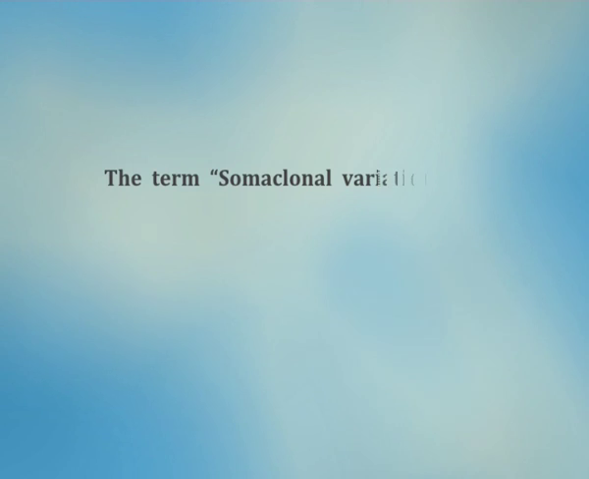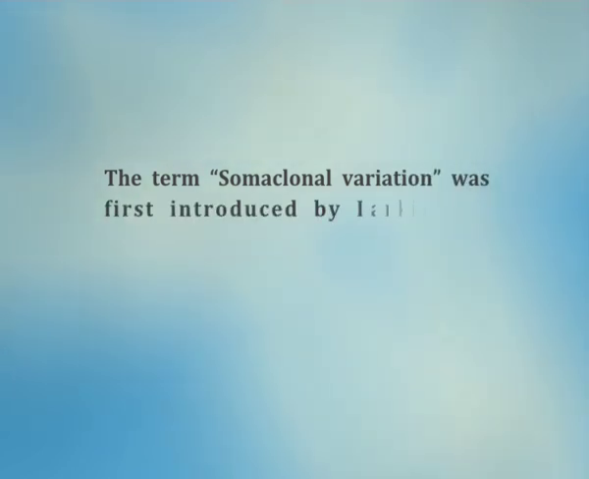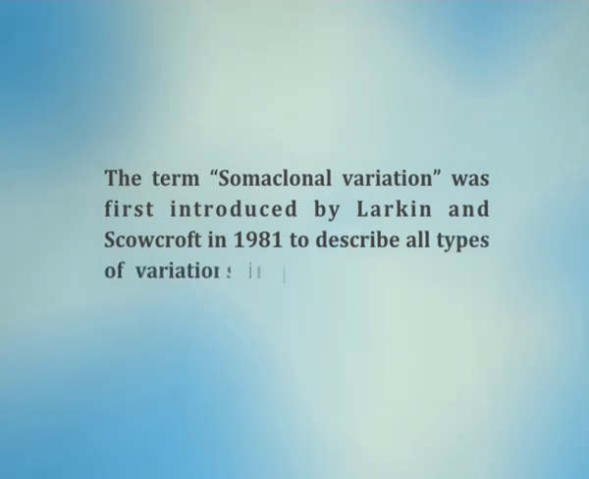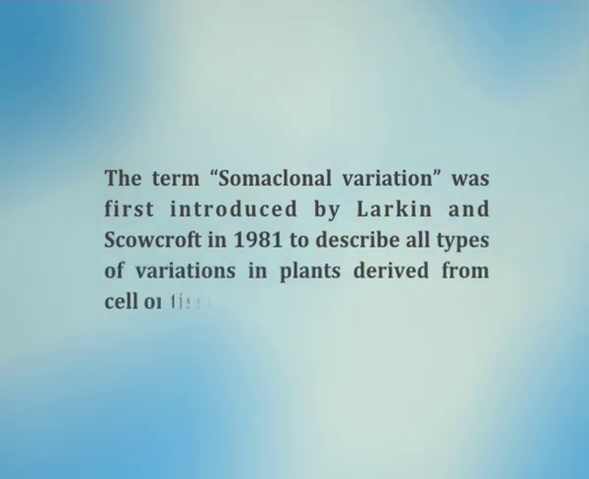The variations observed in the plants regenerated from any form of cell or tissues cultured in vitro is termed as somaclonal variation. The term somaclonal variation was first introduced by Larkin and Scowcroft in 1981 to describe all types of variations in plants derived from cells or tissue cultures.